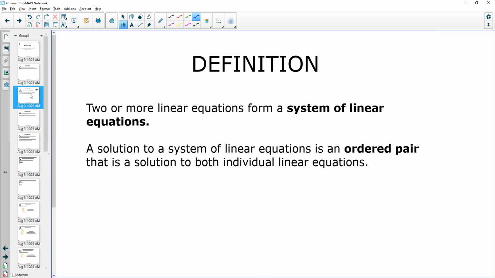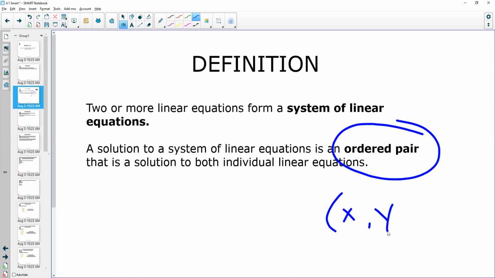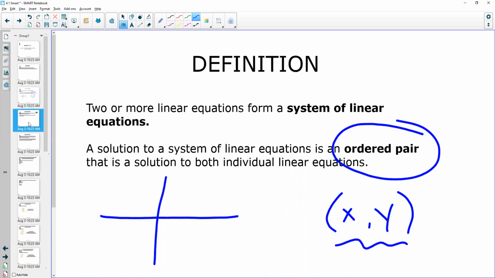When they're graphed on the same coordinate grid, the solution is an ordered pair, a point, that is on both equations. When we find an ordered pair solution, it's an x value and a y value. It's always two values because there's an x and a y in each equation. Actually, we'll see that in a second. I'm getting ahead of myself.